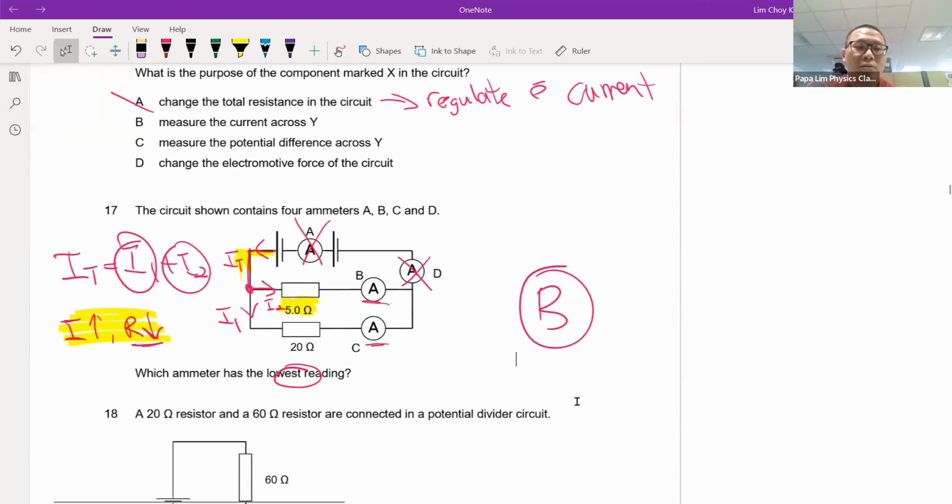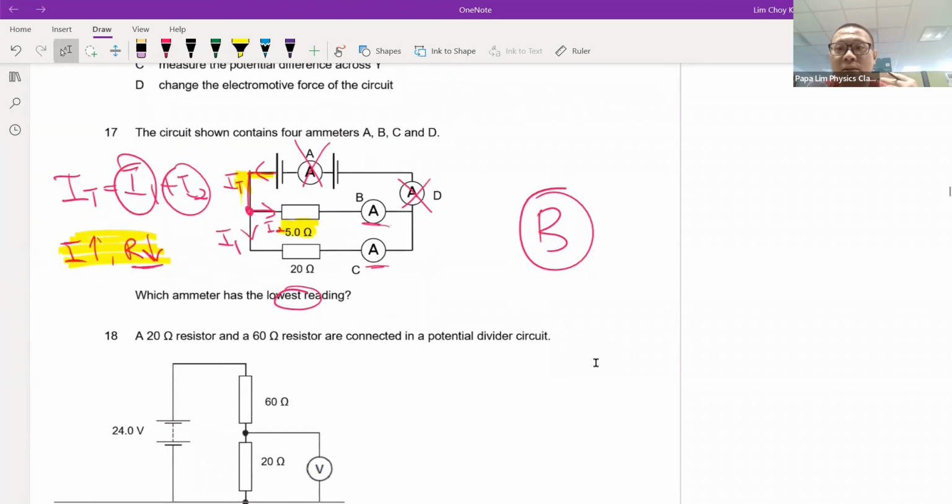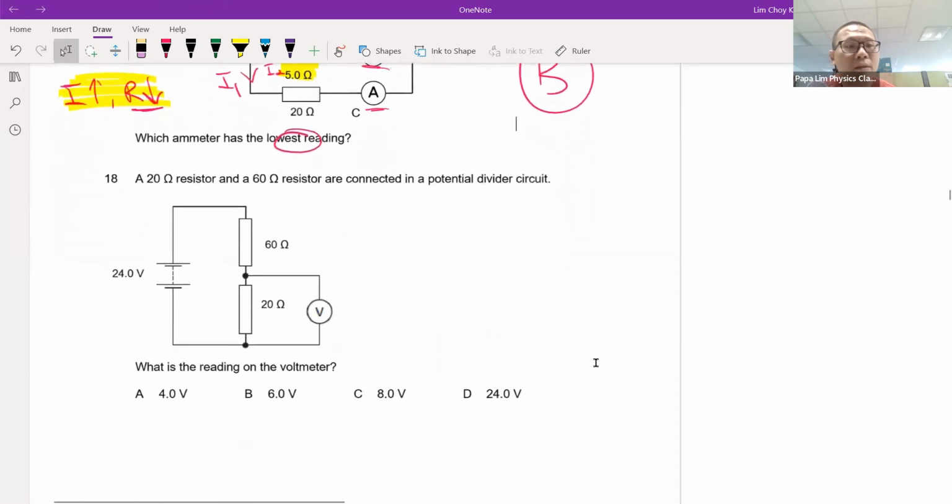Okay, so these are some of the basic facts about parallel and series properties that the students will have to know by heart. To understand the beauty of parallel circuits, you need to know the properties behind the parallel arrangements. Now for Question 18, it is a bit of calculation.